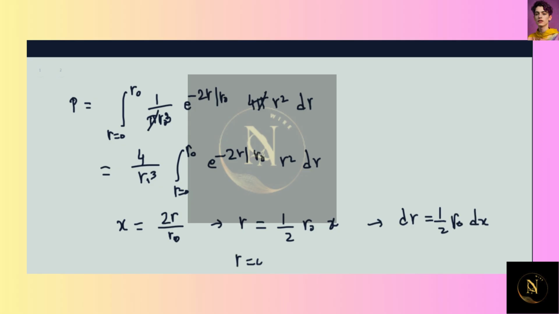So this gives us dr as 1/2 r naught times dx. Now when r is equal to 0, x is 0, and when r is r naught, x is 2, using this equation.